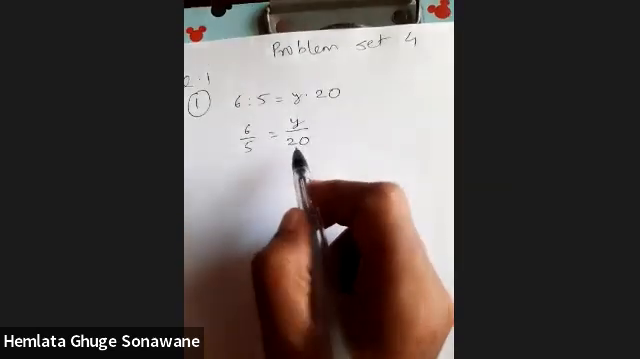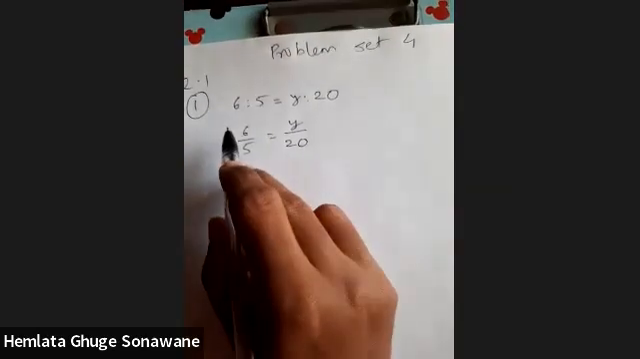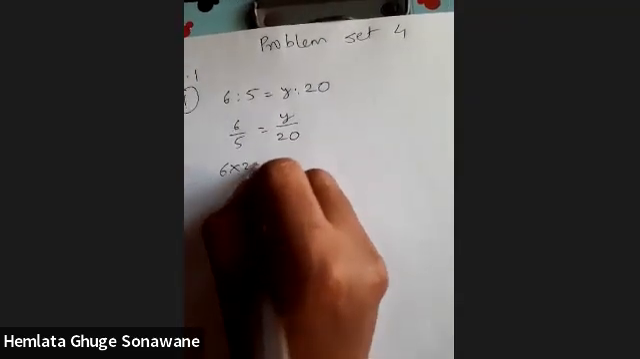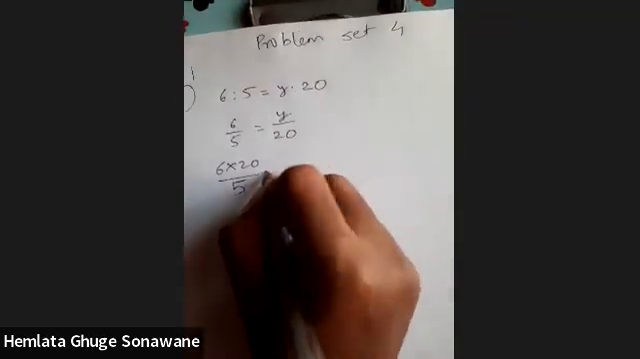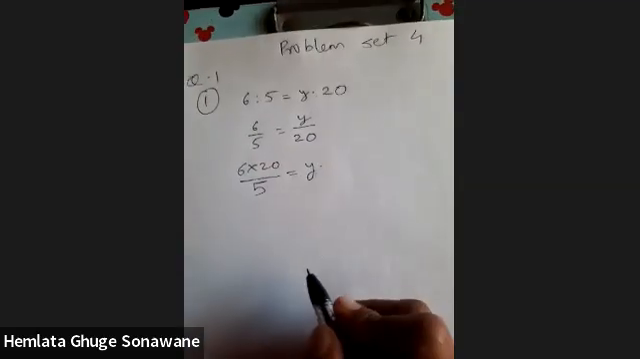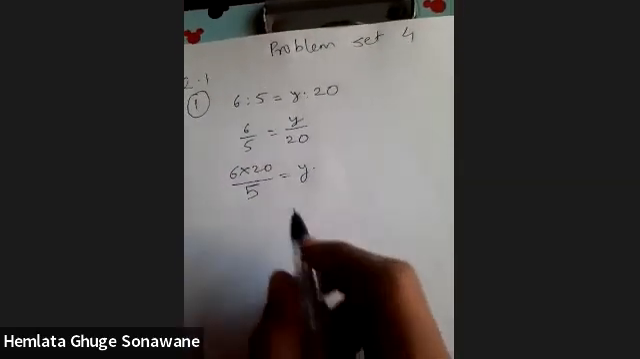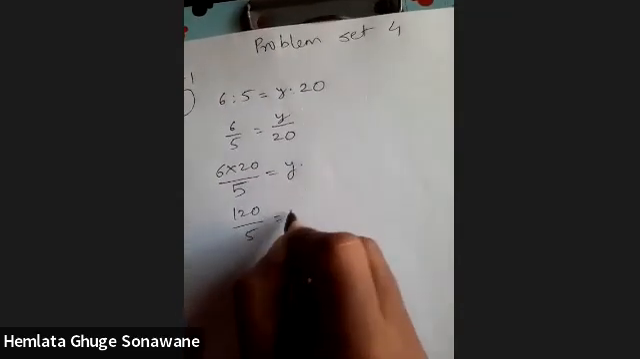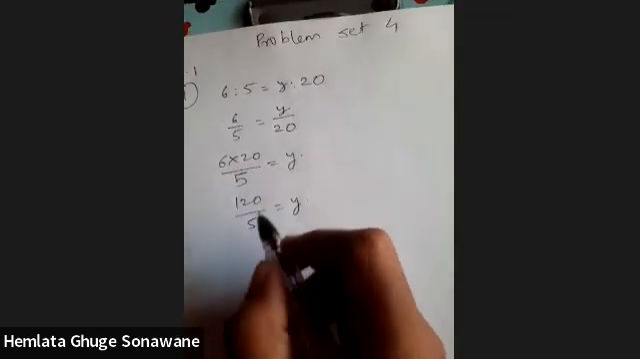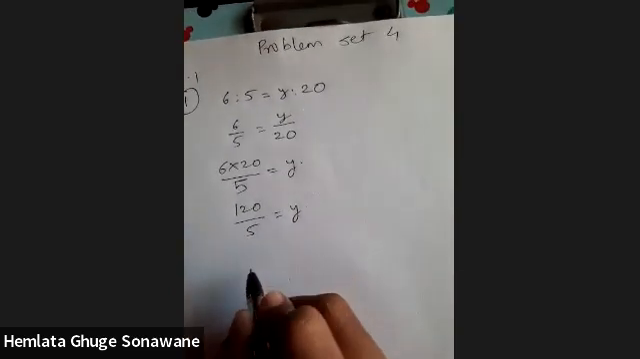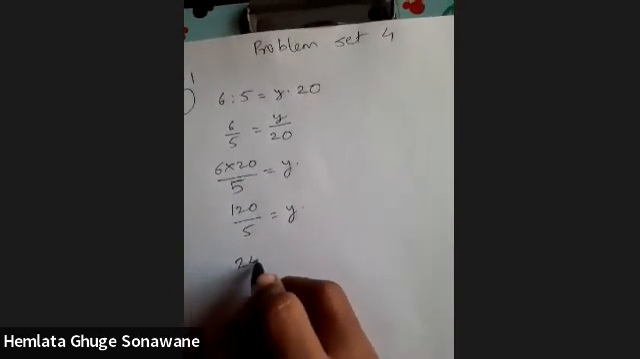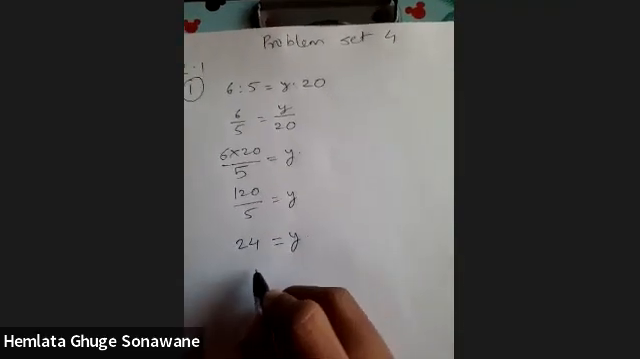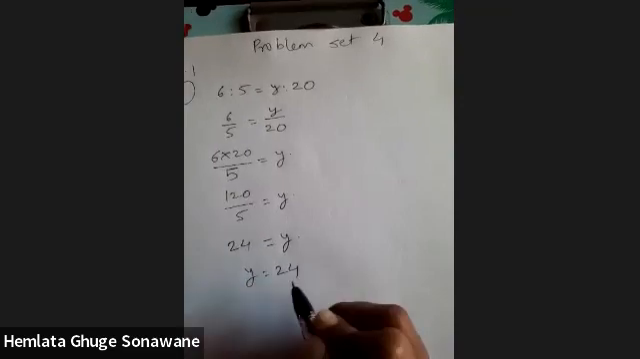So what we'll do? We'll take this 20 towards left hand side, so it multiplies. So 6 into 20 upon 5 is equal to y. Now it becomes 120 upon 5. I can simplify this. It becomes 24. 5 fours are 20, that is equal to y. So we have got value of y as 24.